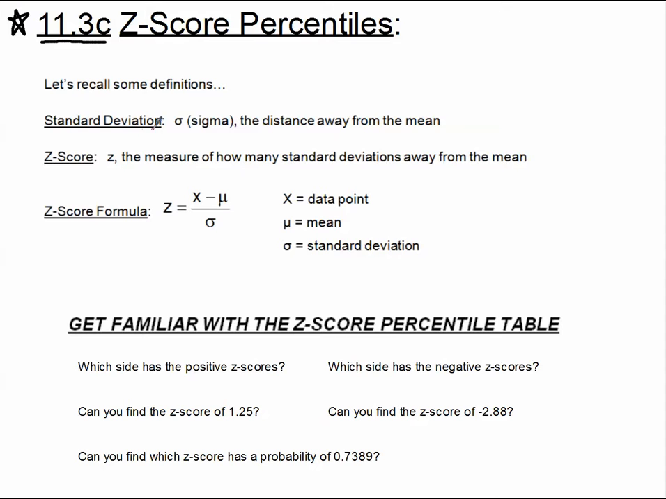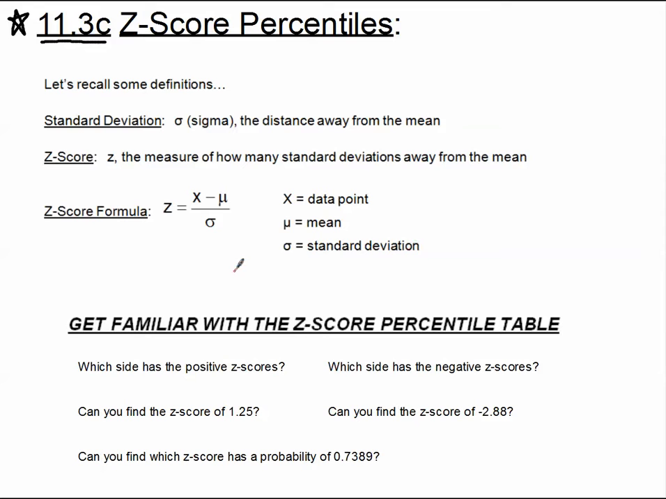We have standard deviation, that's our sigma. This is the distance away from the mean. We have z-scores, that's just labeled as a z. That is the measure of how many standard deviations we are away from the mean. And of course, we have our z-score formula. This will be given to you on our state test, of course. X minus mu divided by sigma. X is your data point, mu is your mean, and sigma is your standard deviation. So we can use that to calculate any z-scores.